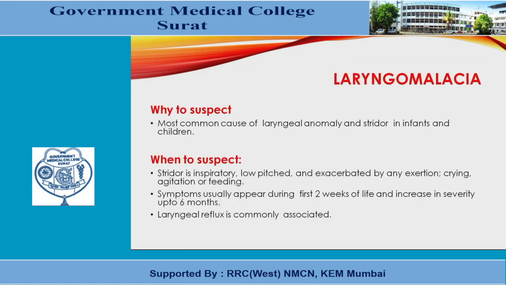Next we will discuss laryngomalacia. It is the most common cause of laryngeal anomaly and stridor in infants and children. Most infants or children at an early age present with stridor and difficulty in breathing. The most common diagnosis we have to rule out is laryngomalacia.